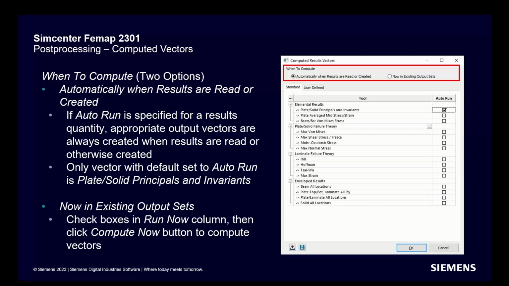And this is what pops up when you go into this dialog. So the first thing you'll notice is there is a when to compute section at the top, and basically you can say, hey, I want to set some settings up and compute these vectors automatically when I read or create results. Or you can say, hey, I'm in this dialog and I want to create this output now from existing output files that I've connected to.